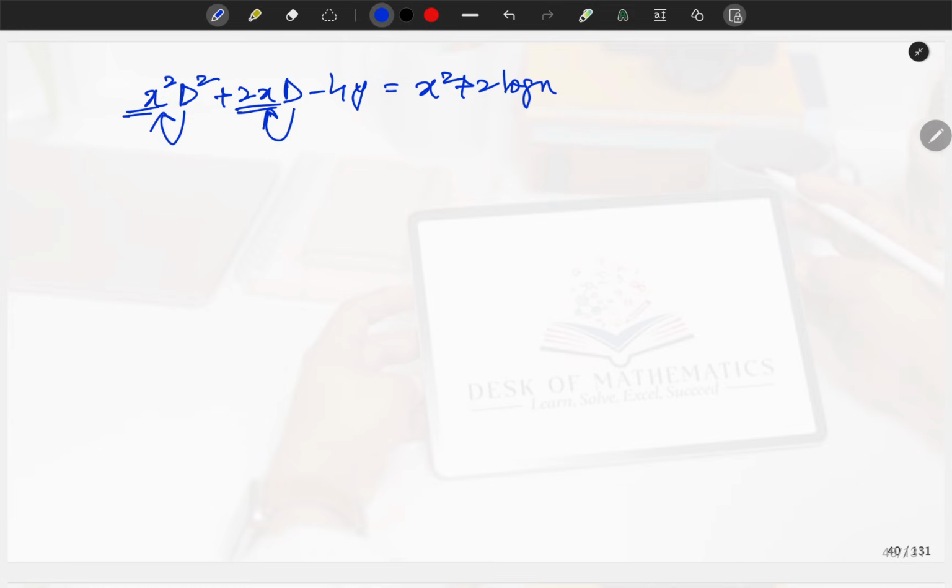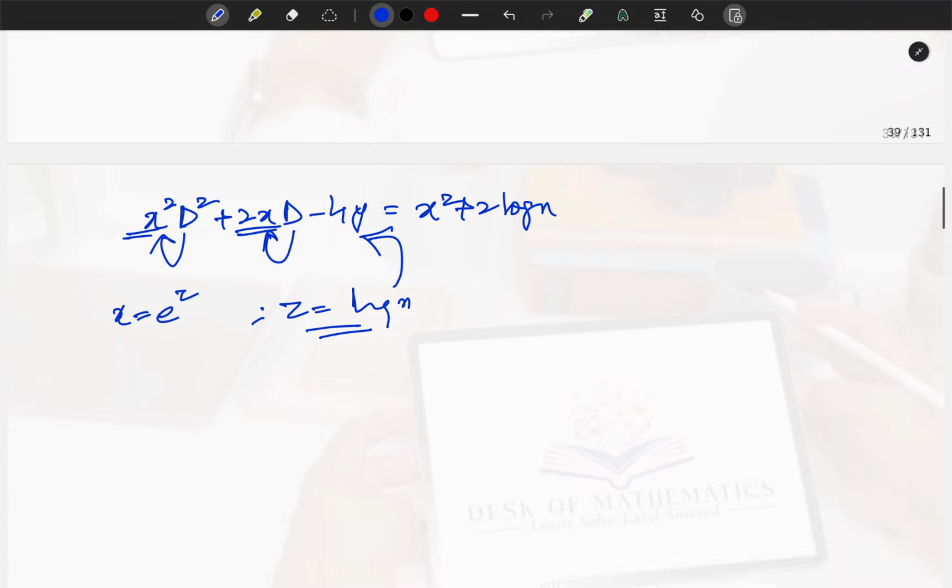You can try this question as well: x squared d squared plus 2x d minus 4y is equal to x squared plus 2 log of x. You can check the differential coefficients. Here you do not have constants, you have x coefficients, so that means it is Cauchy. Again put x is equal to e raised to power z, so z will be equal to log of x. Differentiate it and convert it into a differential equation of constant coefficients, find the solution as complementary function plus particular integral, and convert it back in terms of x, and you will get the solution.